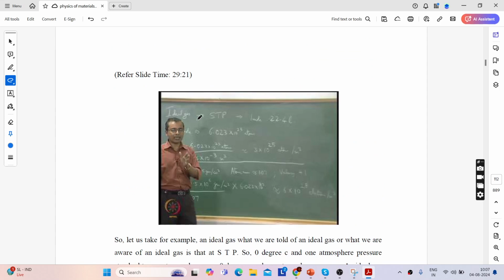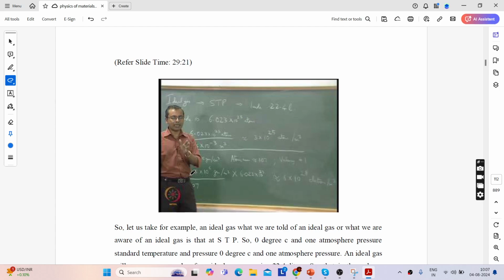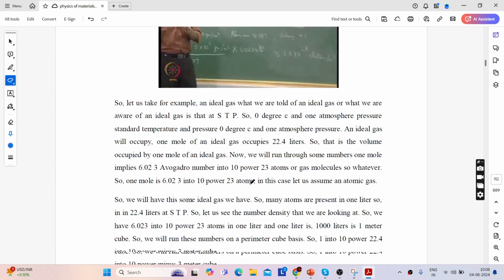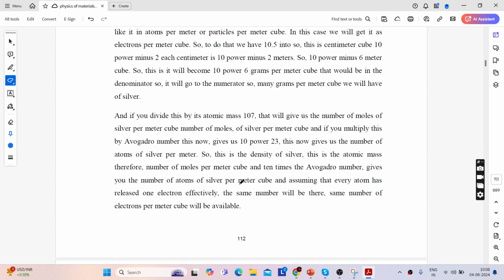So now if you see the ideal gas at STP, standard temperature and pressure, the volume will be 22.4 liters. Okay, so now there will be Avogadro number of atoms. So in this case, Avogadro number divided by this volume, 22.4 liters, which we convert into meter cubed by multiplying by 10 to the power minus 3, then you will get atoms per meter cubed. That is the number of moles you will get. Similarly, if you take any kind of atom like silver or whatever it is, you can convert it into moles and get the values. Okay.